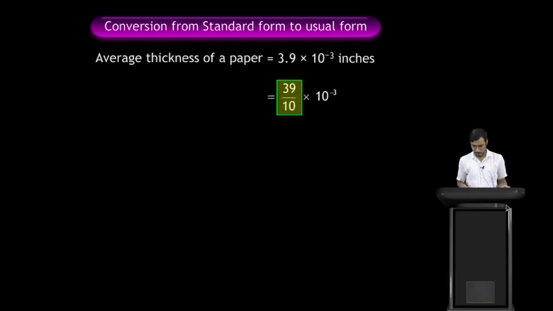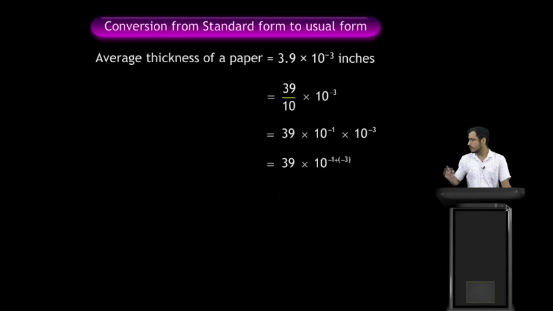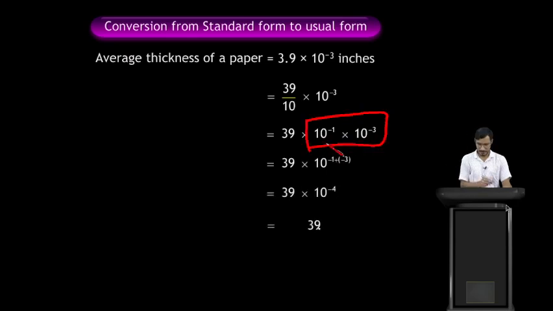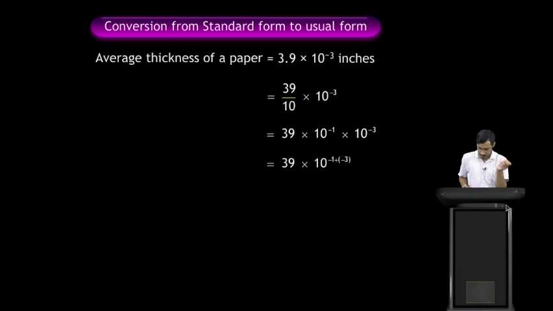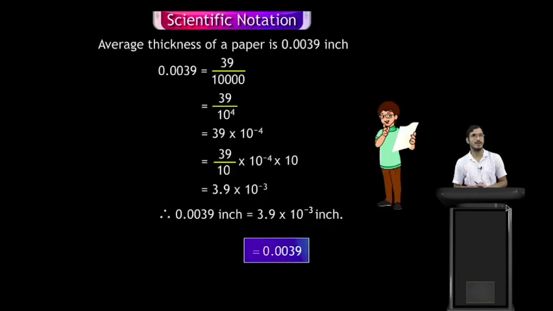Now 10 to the power minus 3, and here 10, so we can write 10 to the power minus 1. Here the bases are same, 10 to the power minus 1 into 10 to the power minus 3, so we can add the powers. Minus 1 minus 3 will be equal to minus 4. So 39 into 10 to the power minus 4. Now students, you can see 10 to the power minus 4 means we put 4 digits before; we can denote the point 4 digits before. So 0.0039 will be the right answer here.